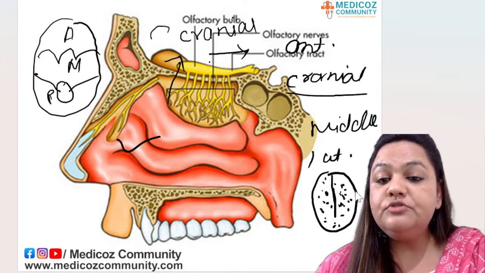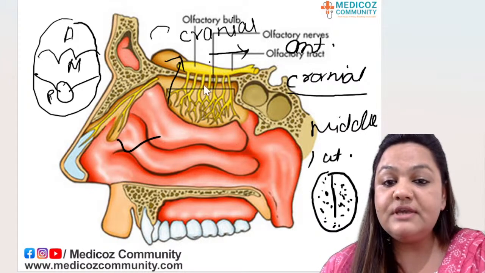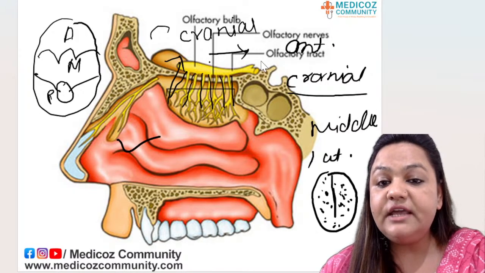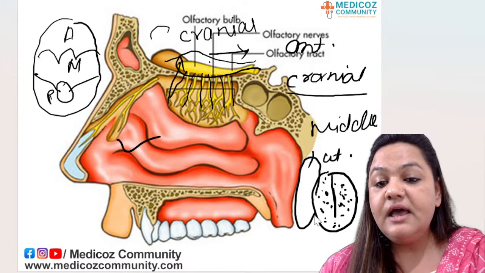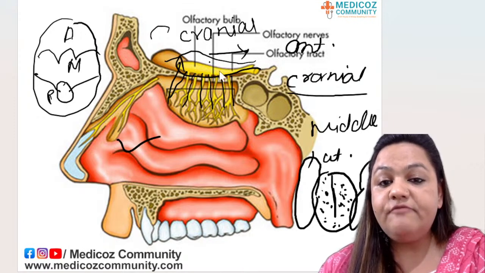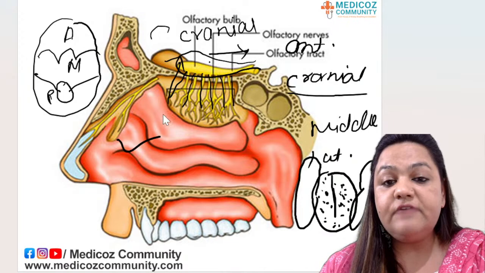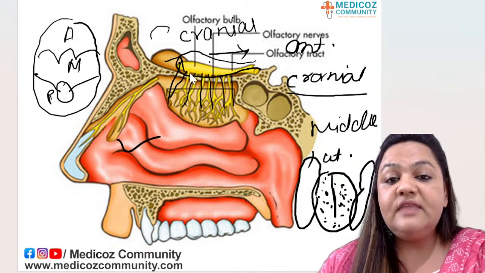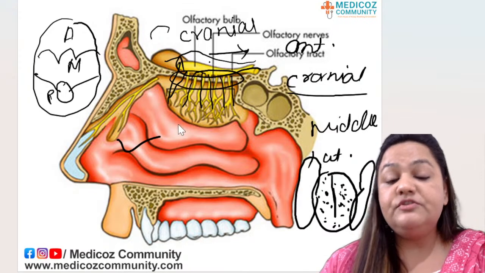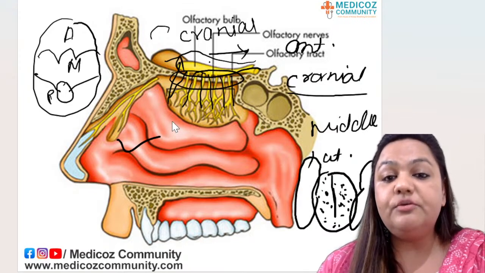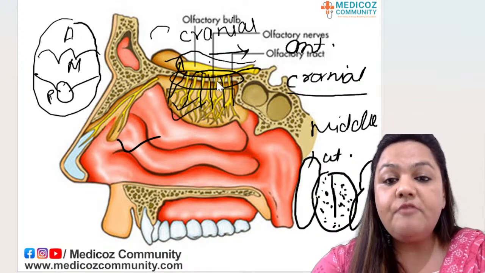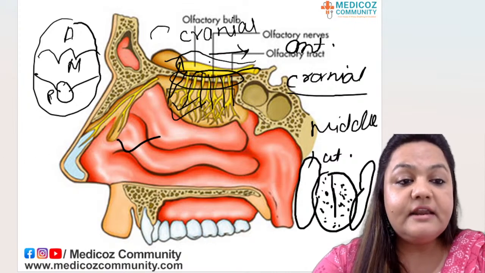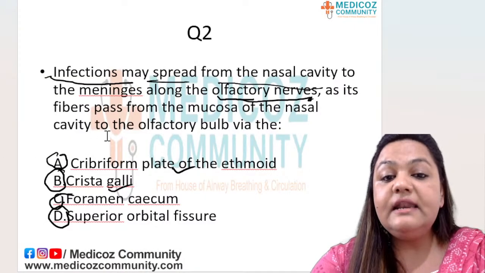Clear? So through this cribriform plate of ethmoid bone, you can see these olfactory nerves enter the nasal cavity via the olfactory bulb, because the olfactory bulb rests here by the side of the crista galli, and when the nerves arise from here, they go to the nasal cavity and pass through this space, which is called the cribriform plate of ethmoid bone. So now we have the answer here. Through the cribriform plate of ethmoid bone, the olfactory nerve passes into the nasal cavity.